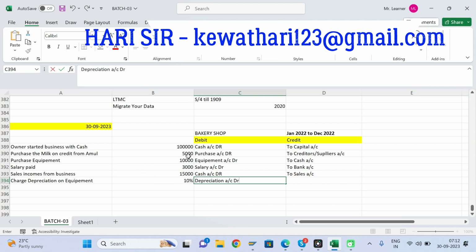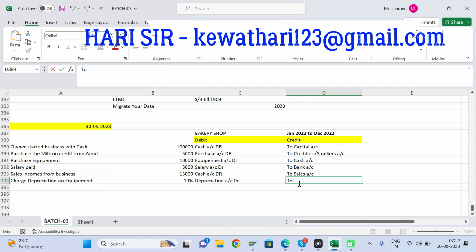10% on the equipment, that is 10,000. So 10% will become 1,000 rupees. You understand, it is 1,000. Then here too, it has two ways of passing the journal entry.